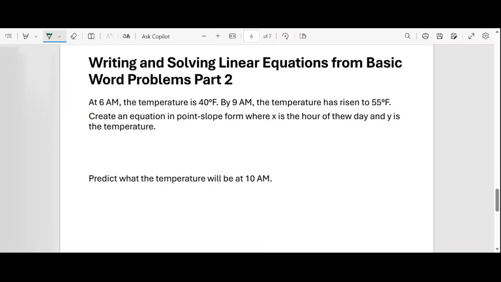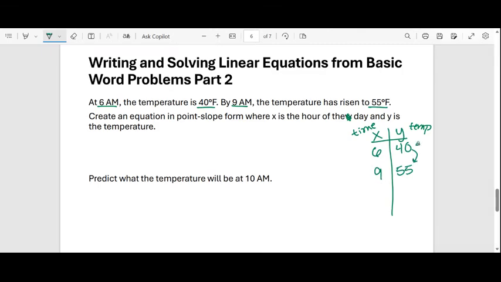All right. At 6 a.m., the temperature is 40 degrees Fahrenheit. At 9 a.m., it's 55 degrees Fahrenheit. We're going to create an equation, again, in point slope form. X is going to be our hours of the day, and Y is the temperature. So X is going to be our time. Y is going to be our temperature. So we'll start at 6 a.m. with 40 degrees. And 9 a.m., it is 55 degrees.